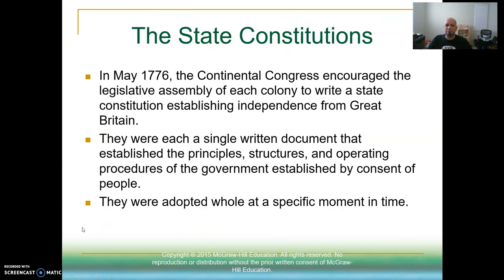Okay, state constitutions. So, basically, before we even had the Declaration of Independence, each state had its own charter constitution that they ran their government with. And it's really important during the Revolution because each state then creates a very specific constitution that establishes principles, structures, and operating procedures for their state governments. And they were adopted at that time to deal with the war.